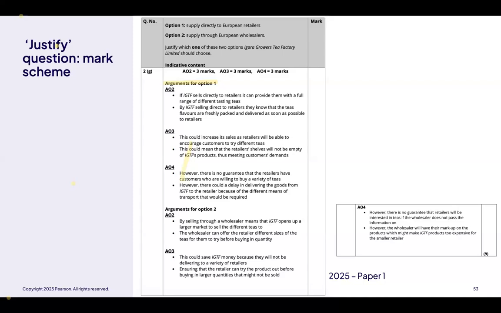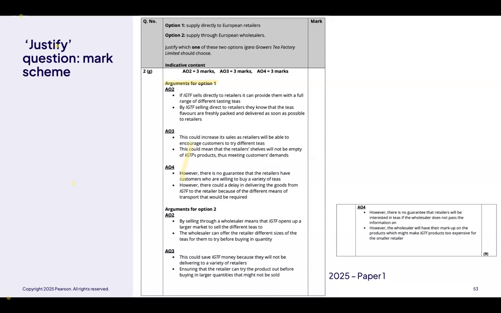This is still quite glitchy. Where I've highlighted arguments for option one, underneath there are two arguments for option one. If IGTF sells directly to retailers, it can provide them with a full range of differing tasting teas. By IGTF selling direct to retailers, they know that these tea flavors are freshly packed and delivered.